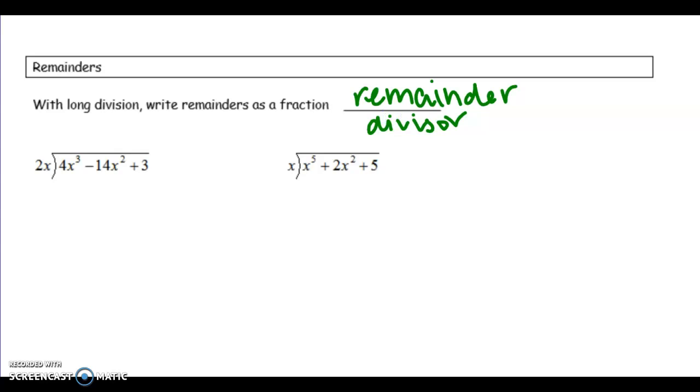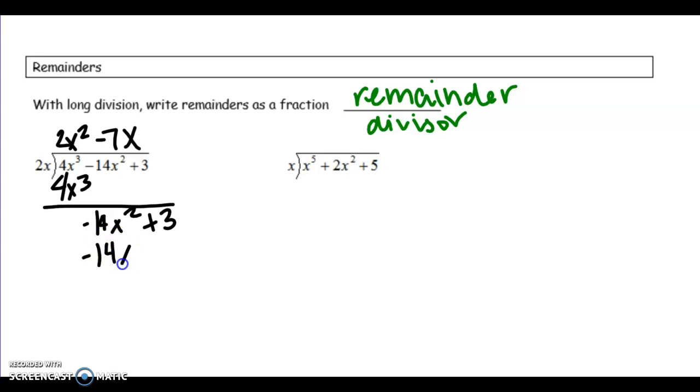Okay, so 2x into 4x, that's going to give me 2x squared. I multiply those back out, 4x to the third. Then I'm going to go down and drop my negative 14x squared. It's really important to rewrite these guys so you don't lose track. So 2 goes into a negative 14, that would be a negative 7x. That would be a negative 14x squared. Remember those ticks, so they cancel. I bring down my 3, my positive 3.